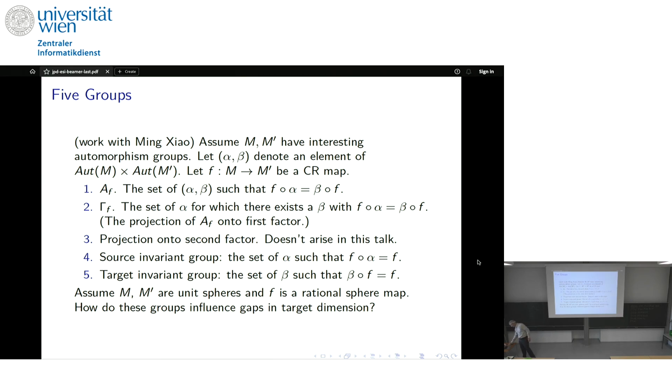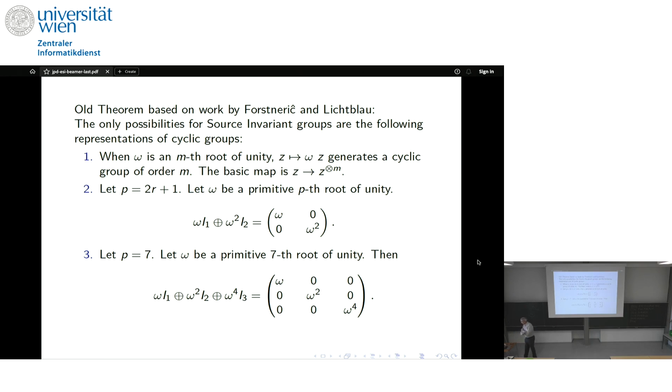That kind of question. Okay, so let me just answer this first thing about the invariant groups. This is an old theorem now, a long time ago, based on work by Forstnerič and Lichtblau, my student. There are actually only three possibilities. So remember, F circle gamma equals F. Gamma is in some subgroup of the fixed-point-free subgroup of the unitary group.